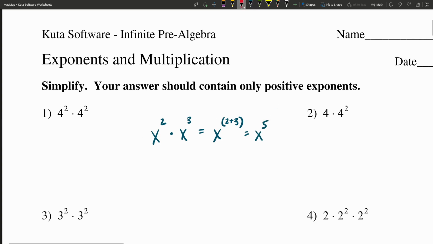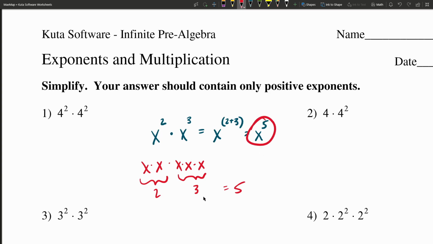Now, why is that? Let's look at it visually. X squared, or x to the 2, is x times x. And what's x cubed? Well, that's x to the 3rd, which is x times x times x. So here I'm multiplying x 2 times together, and here I'm multiplying it 3 times together. That's a total of 5 times. So x raised to the power of 5.